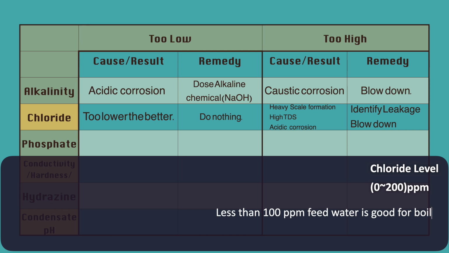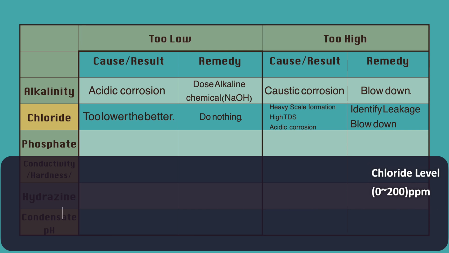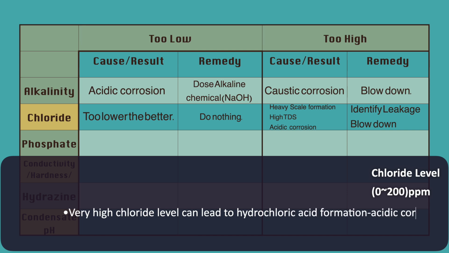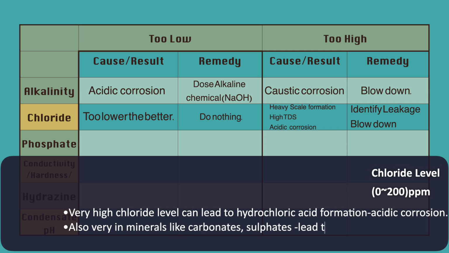Less than 100 ppm in feed water is good for the boiler. A very high chloride level can lead to hydrochloric acid formation and acidic corrosion. Also, a variety of minerals like carbonates and sulfates lead to high TDS, heavy scale formation, and foaming and carryover.